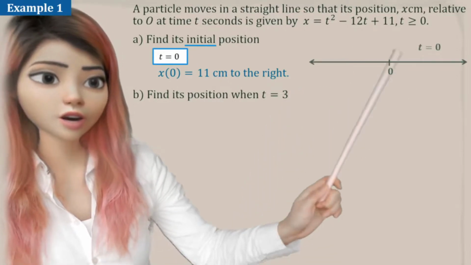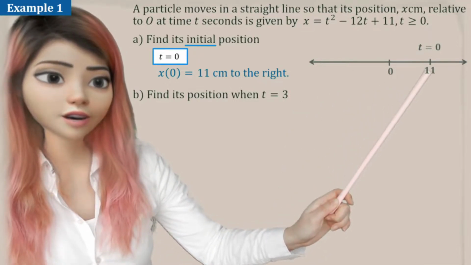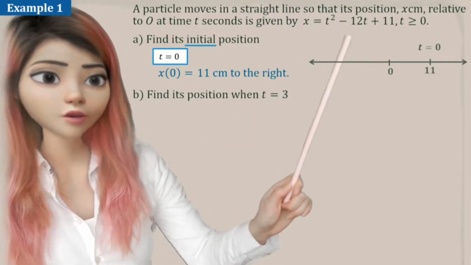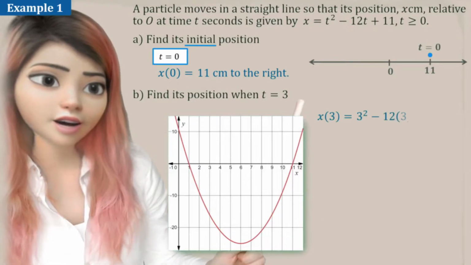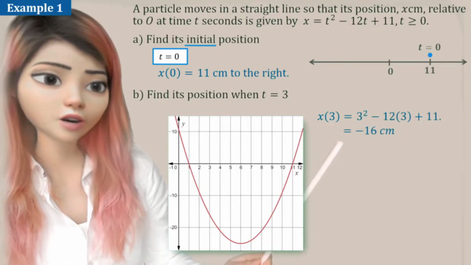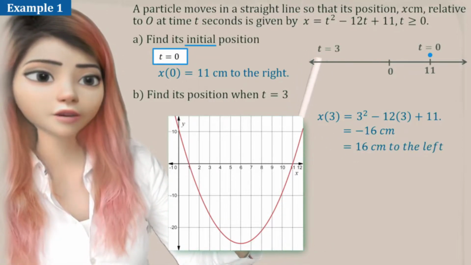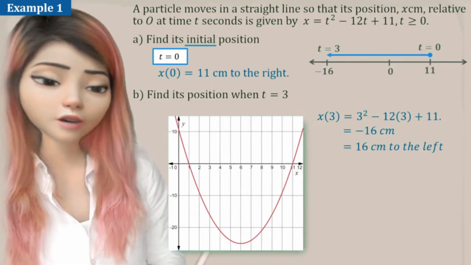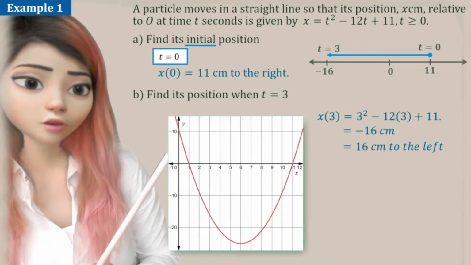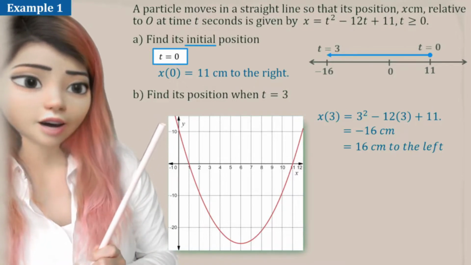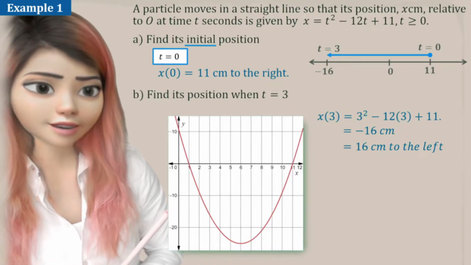So we're going to sketch that first before we add more information. At t equals 0, we are at 11 centimeters to the right. Now what happens when t equals 3? So we plug that in. At t equals 3, x is equal to minus 16 centimeters. So we're going that way. Minus means to the left. If we sketch the graph, it looks something like that. At t equals 0, we start on a positive value of 11, and at t equals 3, we're at minus 16.